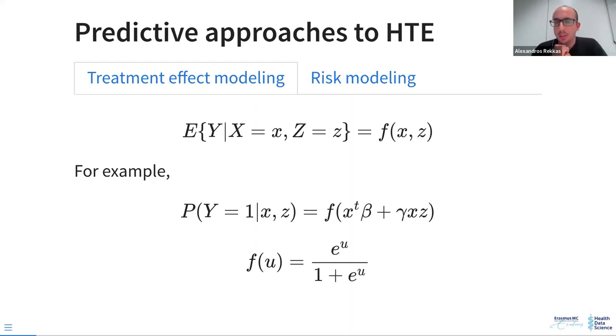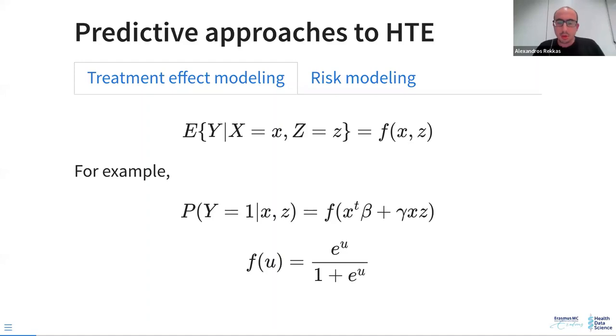So the first approach is the treatment effect modeling approach. This is the most straightforward approach. You assume that the conditional expectation of the outcome given the covariates and treatment is just a function of these covariates and treatment, and this means that you use some regression model to model the main effects of the covariates plus some interactions of these covariates with the treatment.